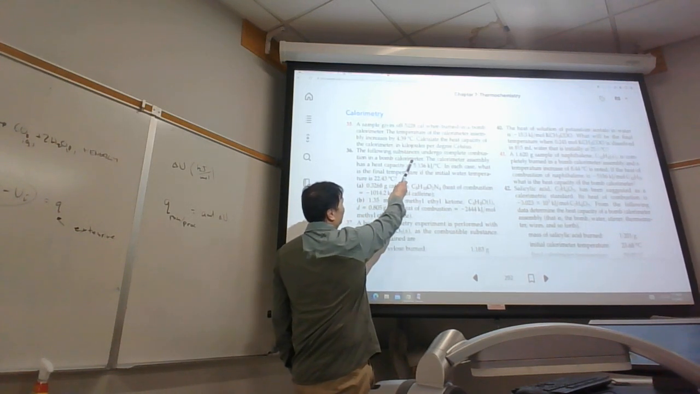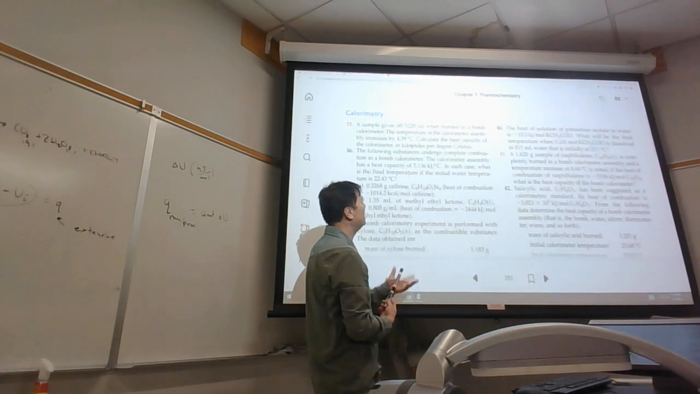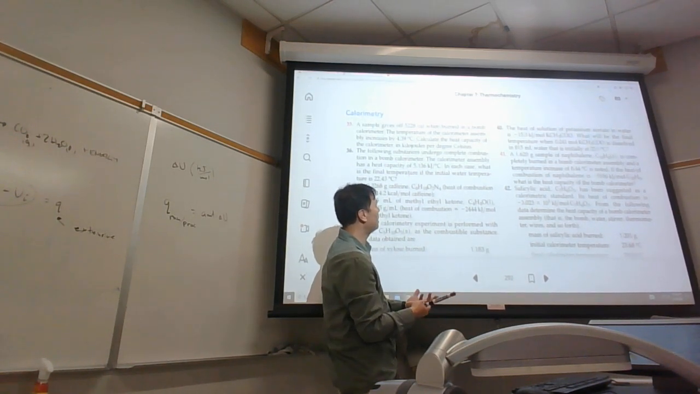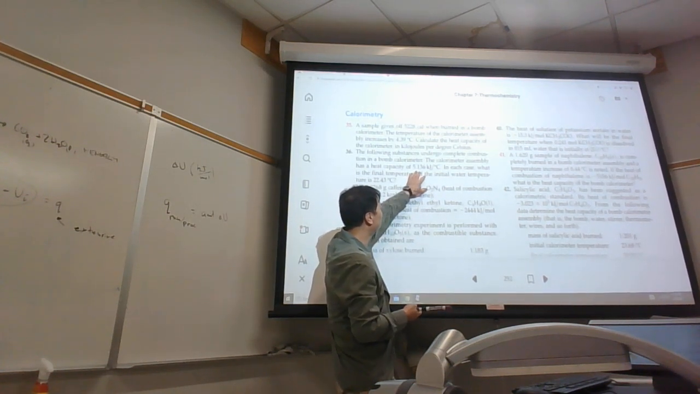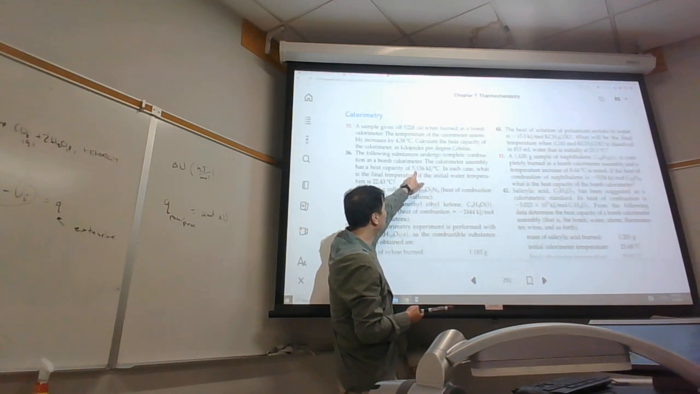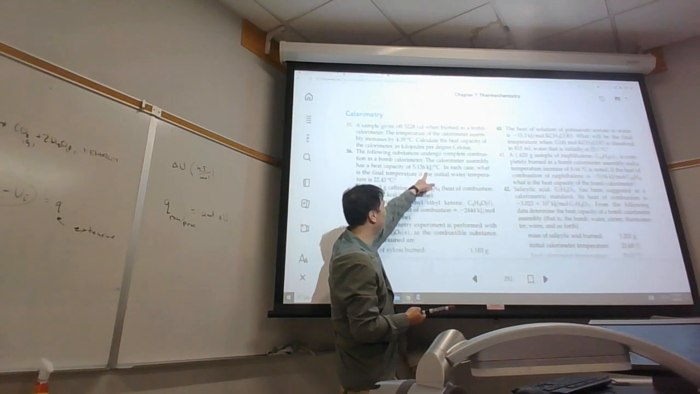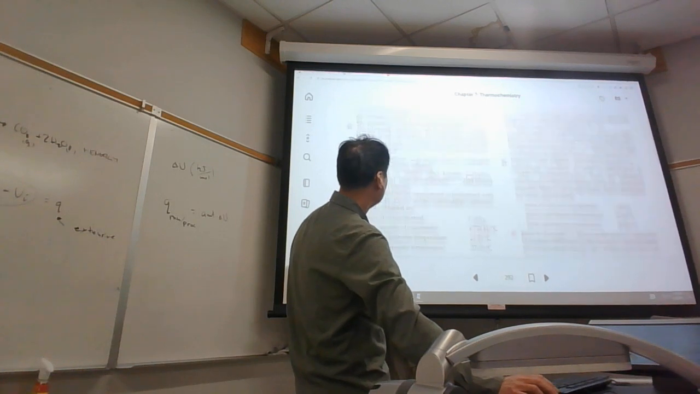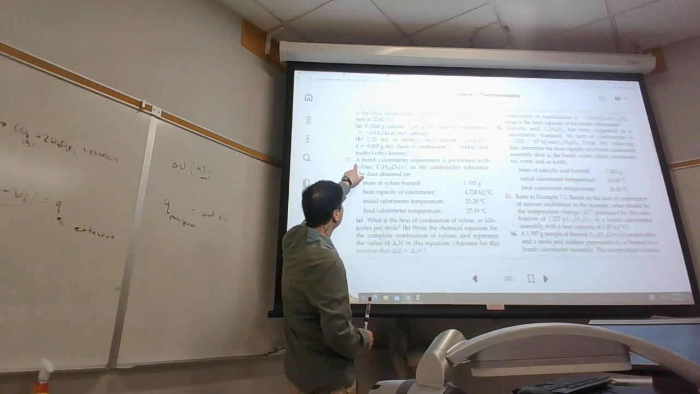The following substance undergoes complete combustion in a bomb calorimeter. The calorimeter assembly has a heat capacity. Each bomb calorimeter has a unique heat capacity. It depends on how much metal they use, how much water is in the tank, and not only that, it changes because the amount of water might evaporate or change day by day. And so this bomb calorimeter is 5.136 kilojoules per degree C. That's the heat capacity. So how do they figure that out? Well, they figure that out by performing a calibration. And so let's look at number 37.